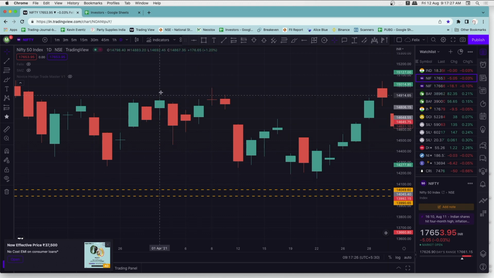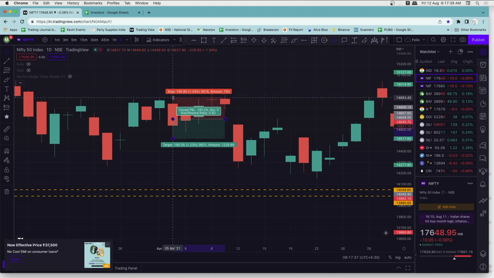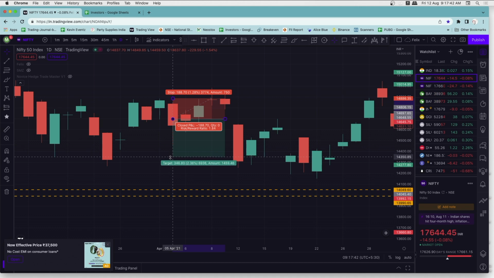This is the April month of 2021, and the candle closes below here. So we are going to short the position over here. Our stop loss will be here. We are going to take 1:2 risk reward ratio.